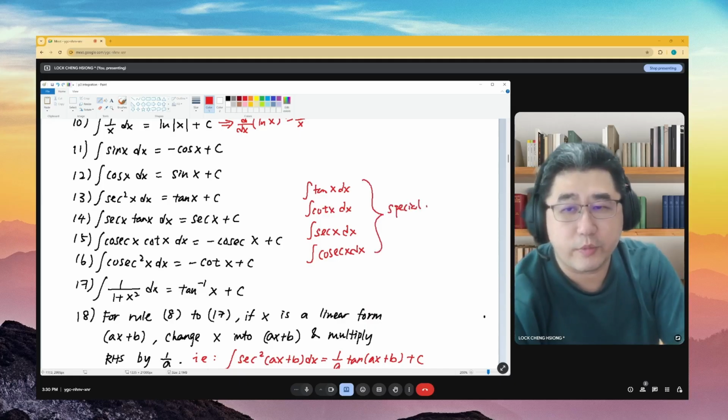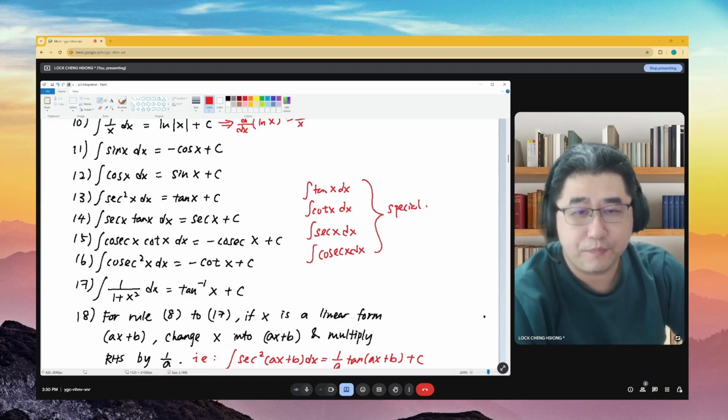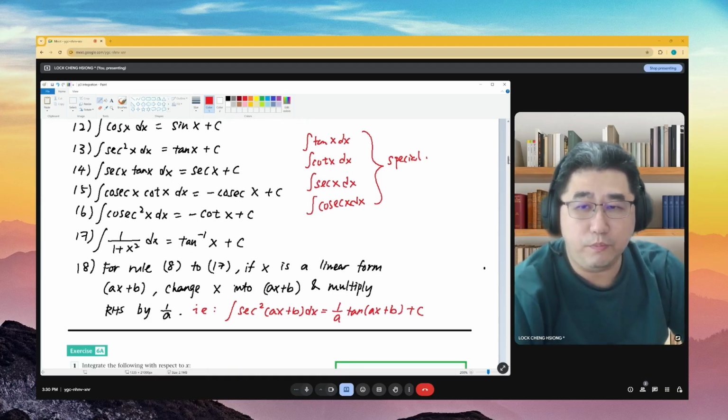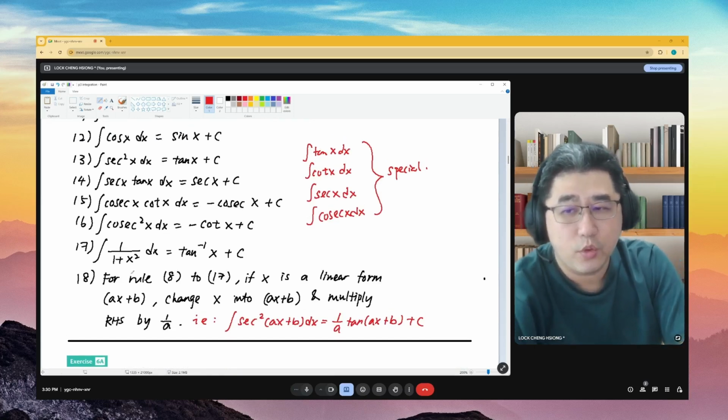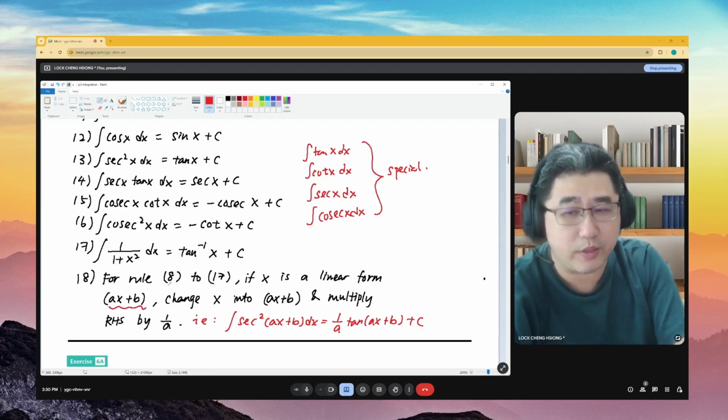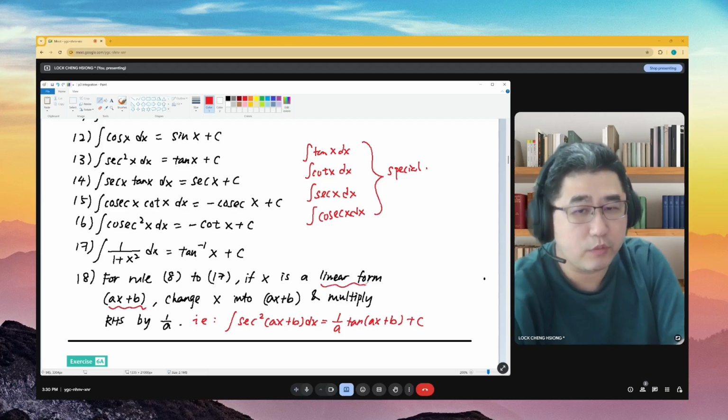Okay, they fall under special formula. This will be something extra that you might need to know later. From the rule here, you have rule 18. For section B, for rule 8 to rule 17, if x is a linear form ax plus b, okay, so this linear form is important.